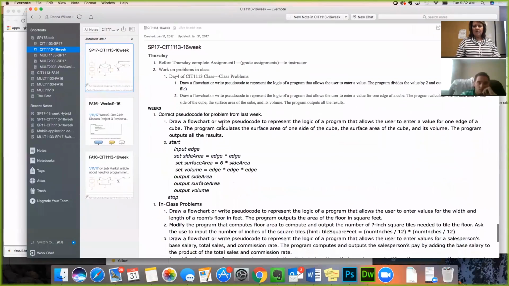For week 3, so last class period, we did this one that says, draw a flowchart or write pseudocode to represent the logic of a program that allows the user to enter a value for one edge of a cube. The program calculates the surface area of one side of the cube, the surface area of the cube, and its volume. The program outputs all the results. I think we had the wrong formula or something. I can't remember for sure how it was.